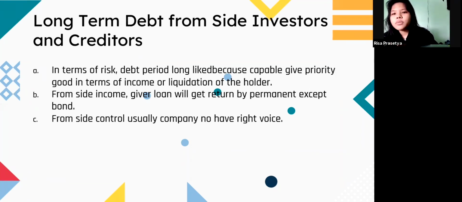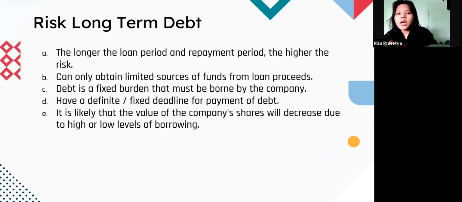The second is from side income, a loan that will be returned by a permanent exception bond. And the last is from side control, usually the company has no voting rights. And before we talk about the risk of long-term debt, I will tell you that the main factors that influence the interest rate on loans are the benchmark cost of money, maturity time, loan risk, and the size of the loan.